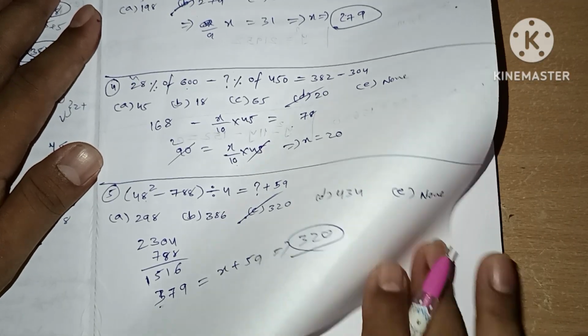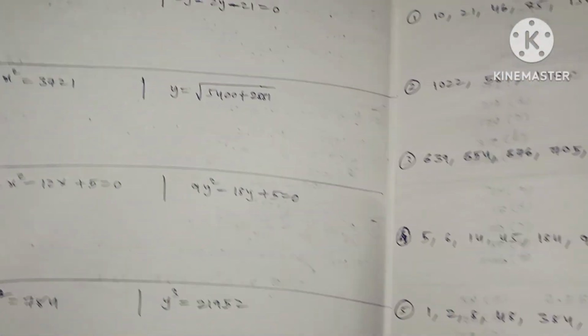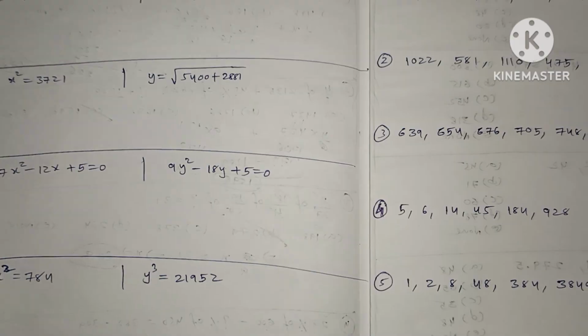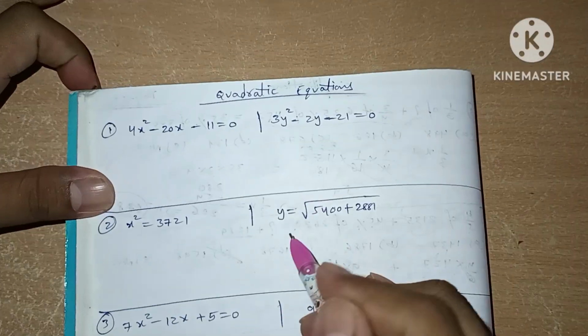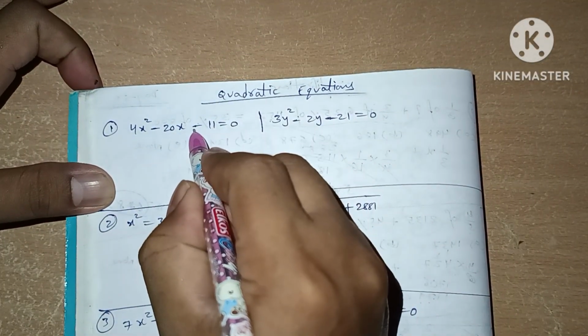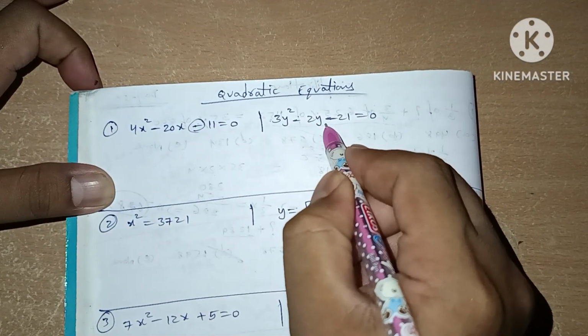Now we are going to see quadratic equations. Wait a second. These are the quadratic equations. First question. Here we see minus at both the ends.